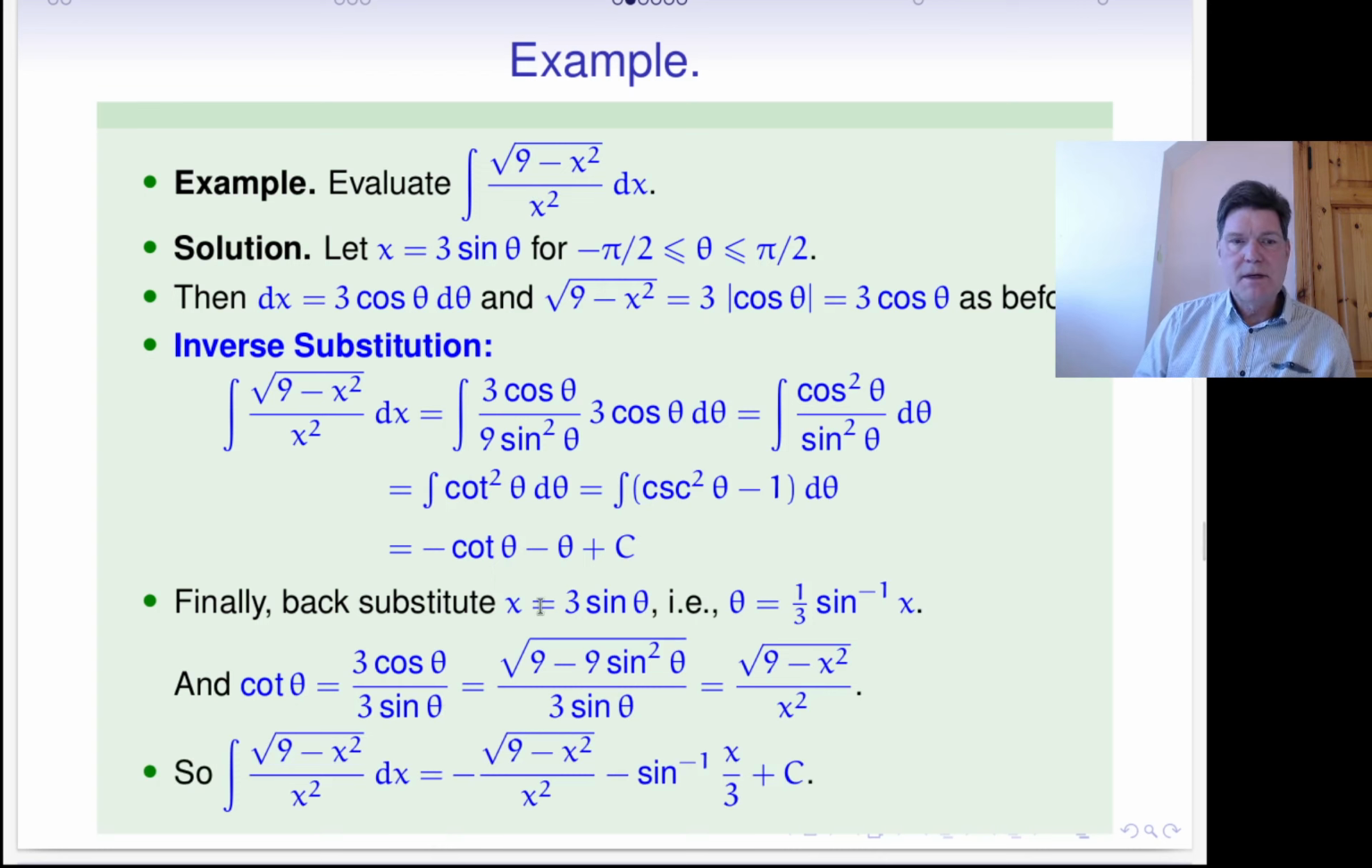Back substituting the substitution gives the integral as minus square root 9 minus x squared divided by x squared minus the inverse sine of x over 3 plus a constant of integration. Of course, that's what it should have been all the time. There, the theta is the inverse sine of x over 3. Dividing this equation here by 3 and then applying the inverse sine gives theta as inverse sine of x over 3.